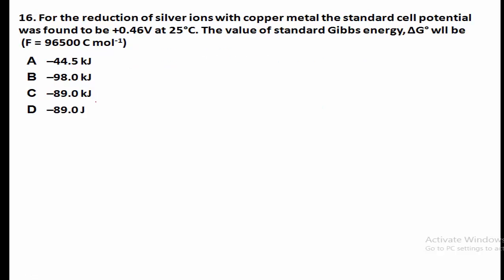16th one: for the reduction of silver ions with copper metal, the standard cell potential was found to be 0.46 volt at 25 degrees Celsius. The value of standard Gibbs energy, that is delta G, will be... Given F is equal to 96,500 coulomb per mole. So you need to find the standard free energy change, that is delta G naught is equal to minus nF E naught cell. So first write down what they have given.